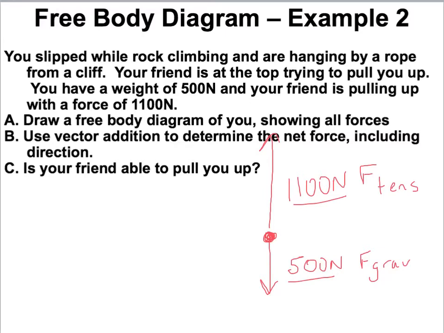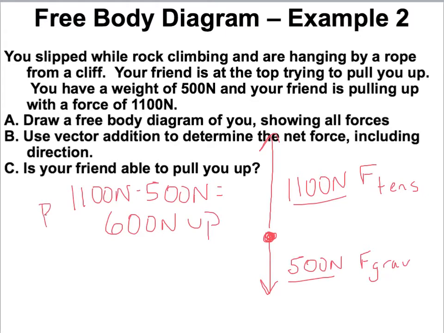It says use vector addition to determine the net force, including the direction. So for that, since these are going in opposite directions, we want to subtract them. And be sure to show your work for this. That way, if you have a math error, you can still earn some partial credit. So 1100 minus 500, you can grab your calculator, and that'll give you an answer of 600 newtons. But you need to be sure to put the direction, and that direction is going to be up.